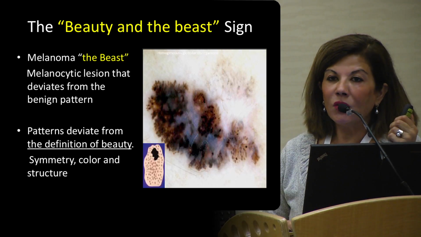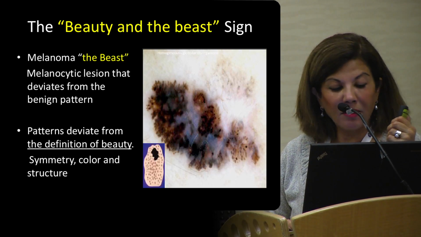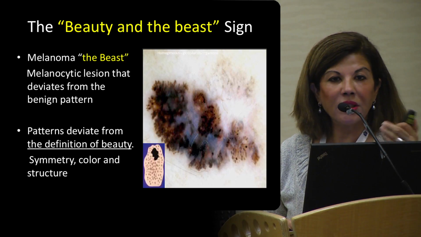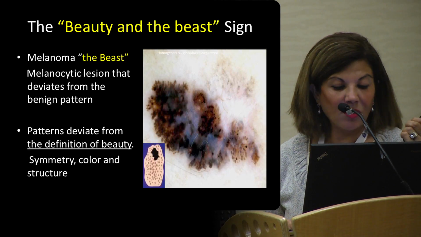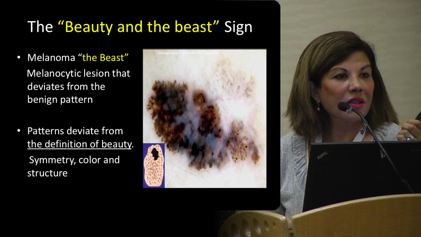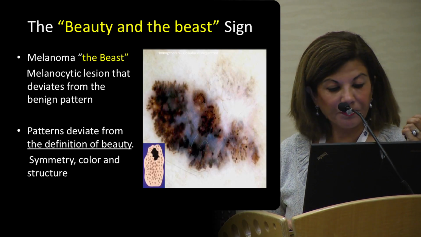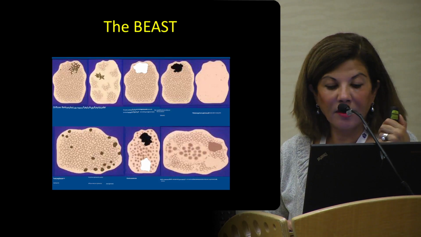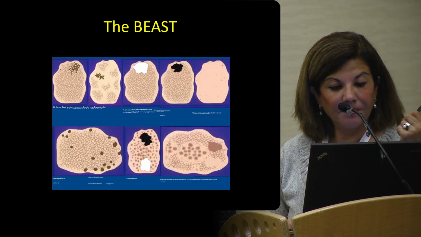The beast, the melanoma, deviates from the benign pattern and does not display the definitions of beauty in terms of color, structure, and symmetry. In other words, there is a lot of chaos in this lesion. And these are the different malignant patterns seen in melanomas.